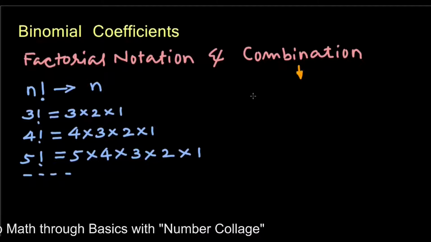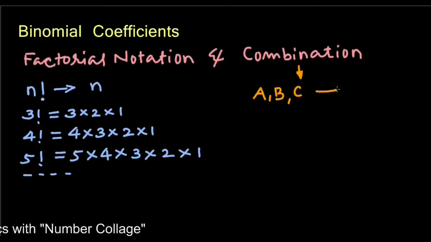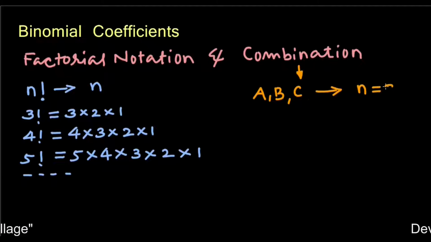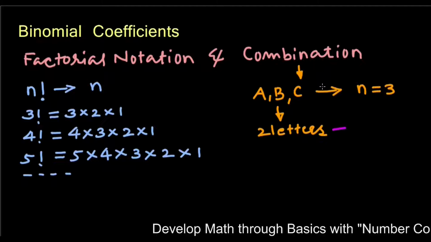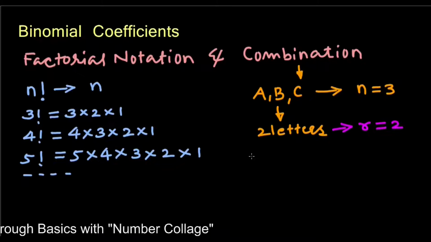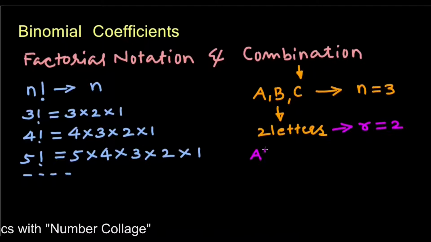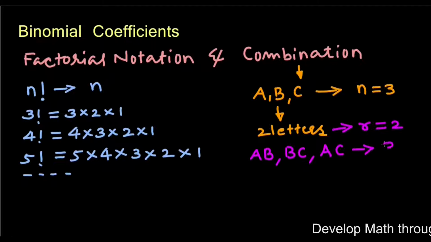We can understand combination in this way. Suppose we have three letters A, B, and C. We denote this number as n equals 3. We have to choose any two letters at a time. We denote this as r equals 2. Then the number of combinations that we can make will be AB, BC, and AC, which are 3 in number.